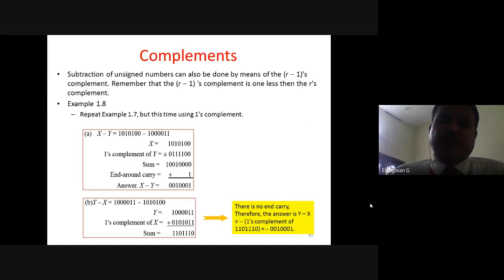If there isn't any carry after doing x minus y, that is, taking the complement of the subtrahend and adding with x, if that result is not generating a carry, it means the result is negative. Take the 1's complement for the result to obtain the original value.